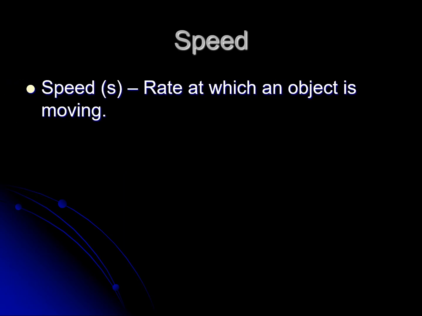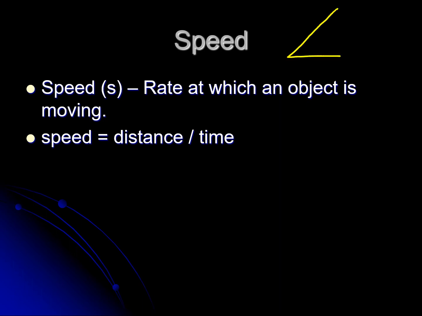Our next concept is about speed. Speed is the rate or how fast an object is moving. Speed is expressed this way: speed is equal to distance over time. Or we can simply use the triangle here. So this is speed, distance, and time.